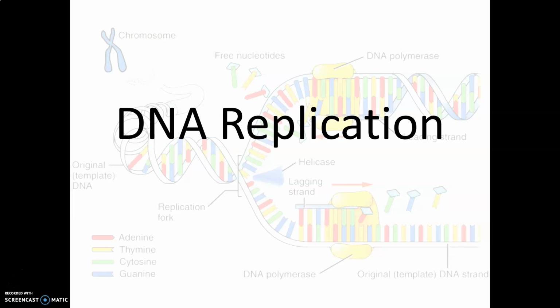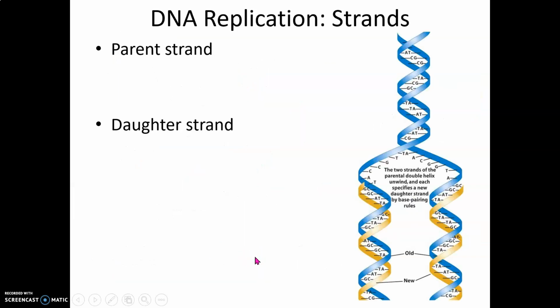Let's explore some keywords associated with DNA replication. Most of these are going to be strands and enzymes and other things that are important in understanding both bacterial and eukaryotic replication. So first we have the strands.